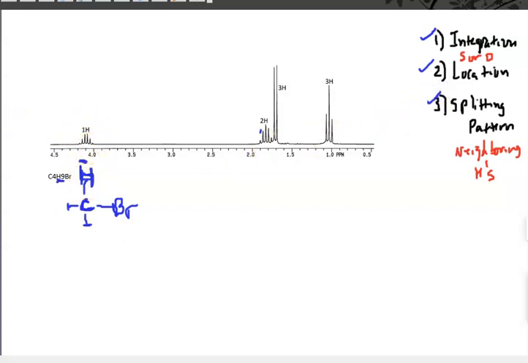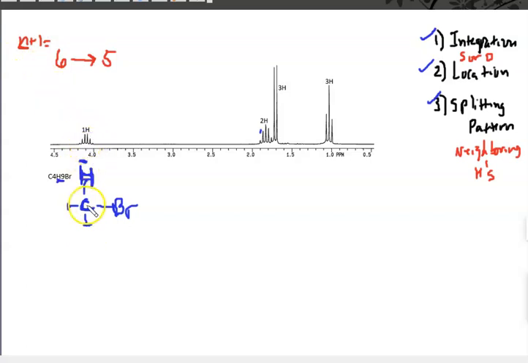Okay, I'm going to write those in red. So my splitting pattern is 1, 2, 3, 4, 5, 6. It's a septet. So how many hydrogens are next door if I have a splitting pattern of 6? 5. Correct. Remember, it's the n plus 1 rule. This number equals n plus 1, where n is my neighboring hydrogens. All right, so remember, it's always one less.